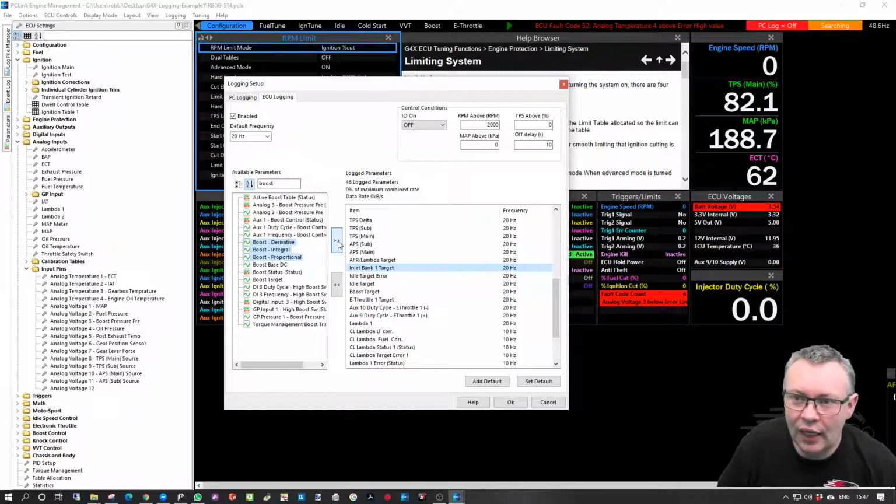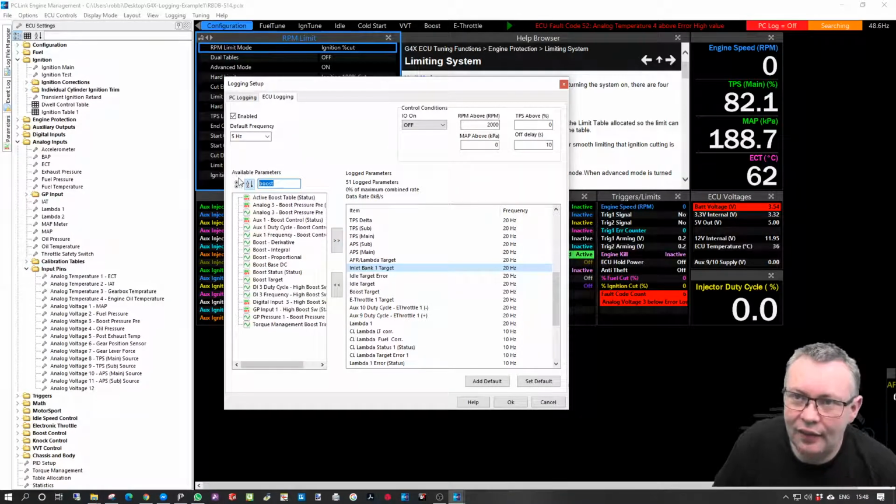Now if you click boost target, sorry, it will say parameters already in list. That's because you can't add something twice, which is handy. One of the other things is active boost table status. So if you have multiple boost tables, it would be nice to know which one was in use at the time. So if we select that at 5 hertz, there are high and low boost switches in this car, but we've selected the table. That will do, save us a whole lot of hassle. And boost status will also tell you the status of the boost control.